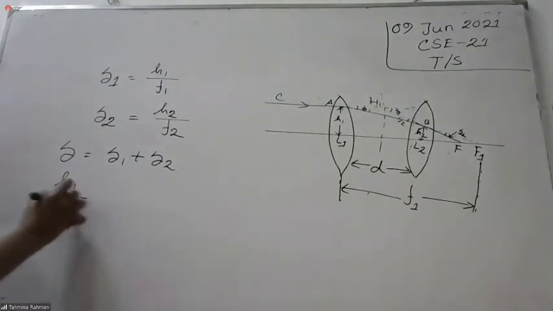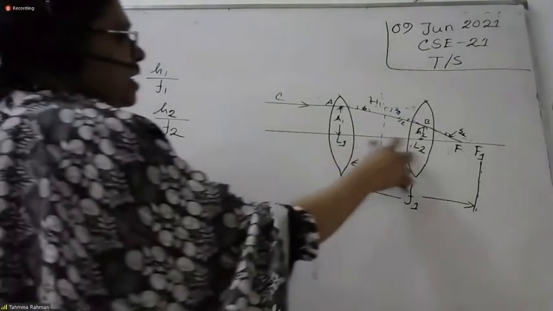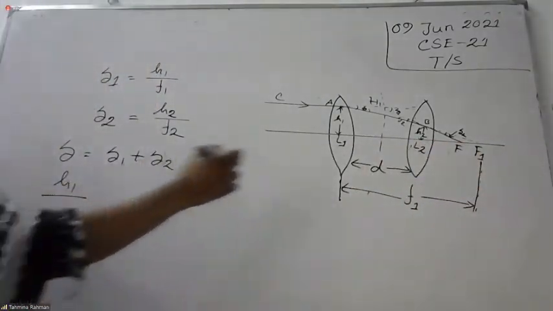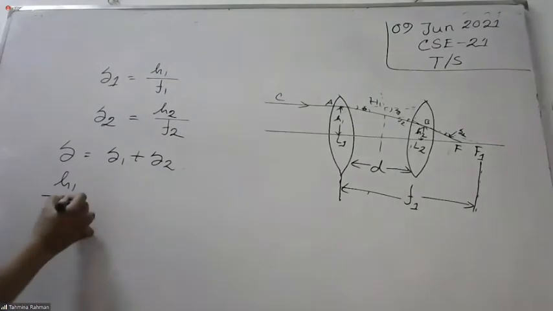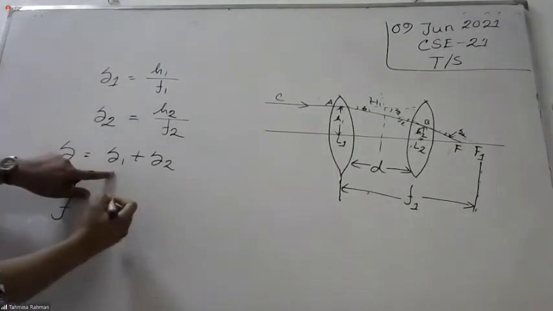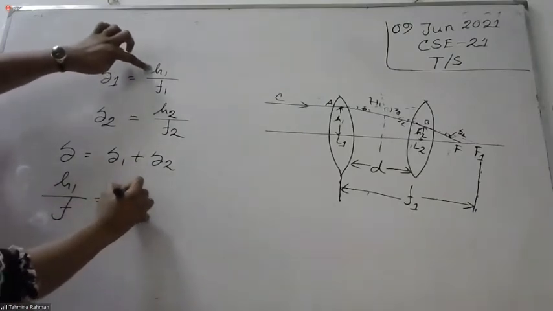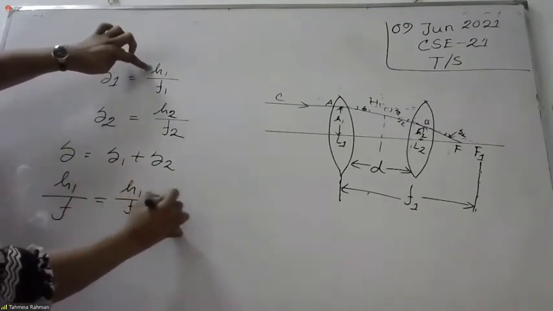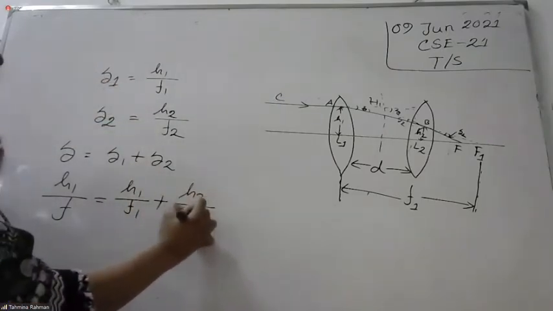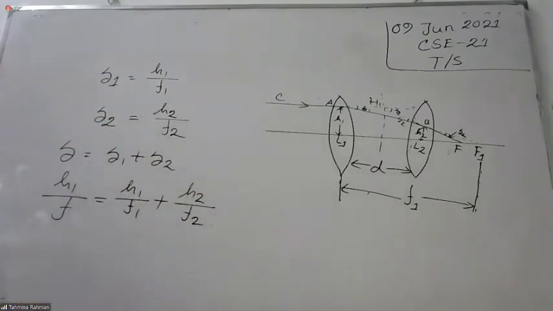H1 and what will be the base up to here? That is H1 by focal length, F equal to del 1 plus del 2. The value of del 1 is H1 by F1 plus the value of del 2 is H2 by F2.